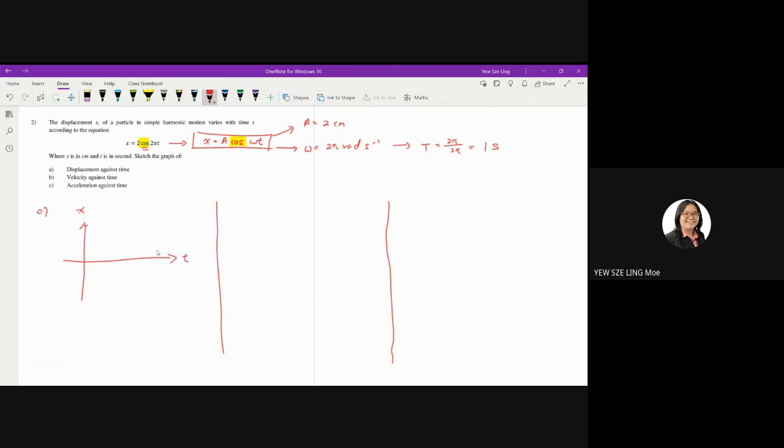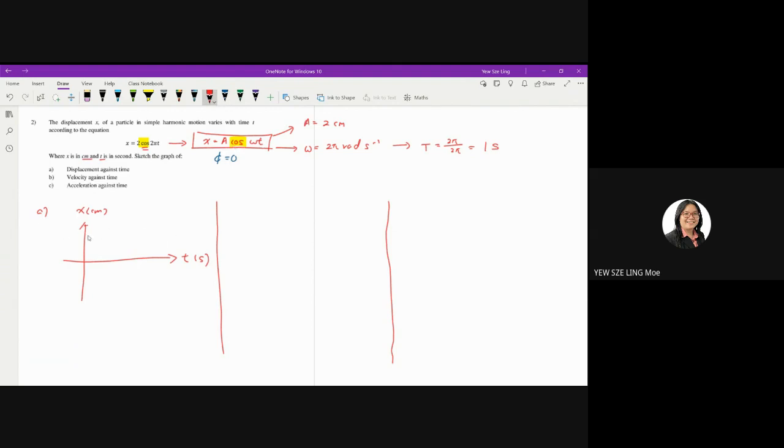And then what is the unit? Well, x is in terms of cm, and t is in terms of seconds. Again, now I have a cos function. By comparison, I found that my initial phase angle is equal to 0. So what I have to do is just sketch the cos graph for question A.